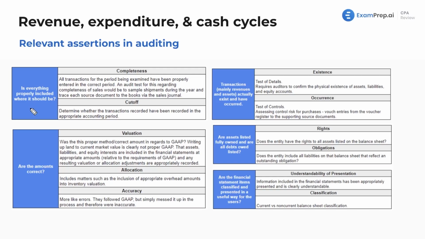particular assertions. Now, these are assertions made by management. So management is saying, yes, everything's complete, everything's properly cut off, everything's properly valued, etc. And you as the auditor are here to make sure that those assertions, those statements, are correct. Now, these completeness and cutoff assertions are going to be grouped together. And this is how I'm grouping them together.